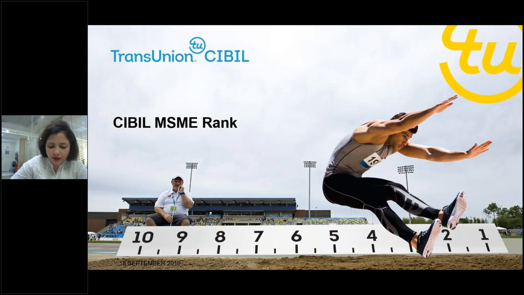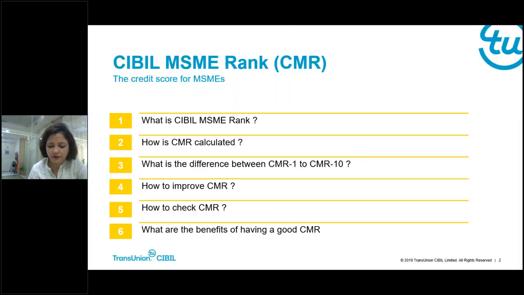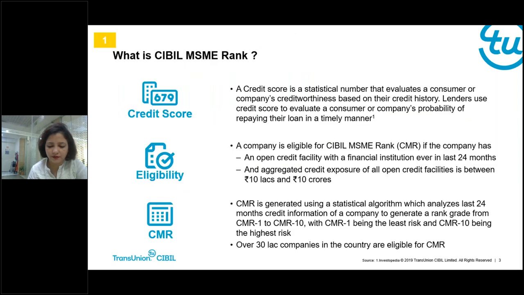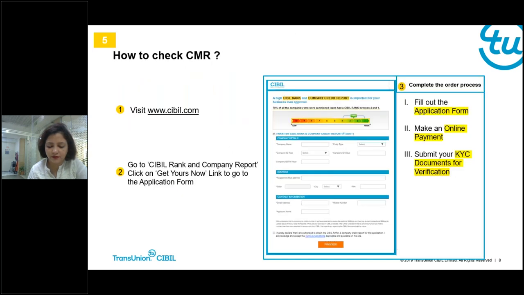And for a firm to check a CIBIL MSME Rank, you'll have to come to the CIBIL.com website, which I covered very quickly here. You fill a page with the information of the company that you're looking for, submit the KYC information of that company, make the payment, and then you can check. It typically has to be your own company only to check the CIBIL MSME Rank.